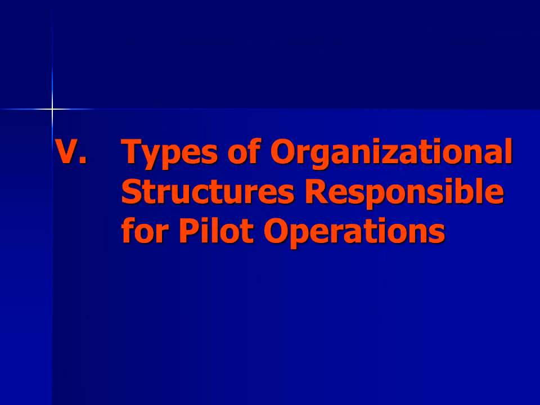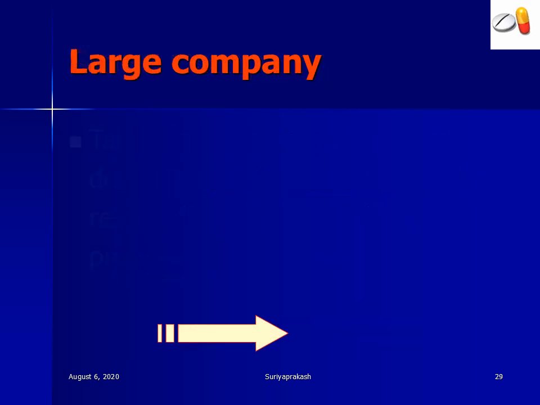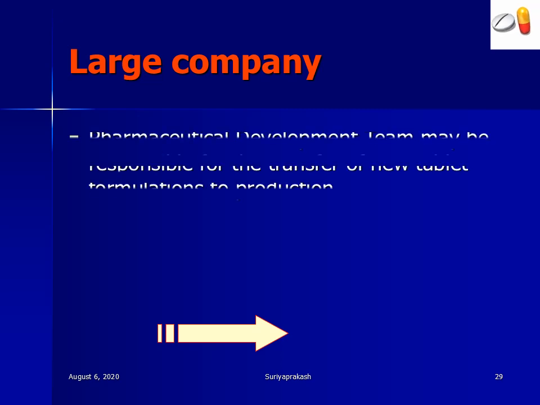Types of organizational structures responsible for pilot operation. So now we are getting into the real pilot plant scale up setup. That will be thrown out, right? Till they get the correct method, they will be doing by themselves, by the persons already working in that organization. Now what about large company? Let's see a flow diagram first.